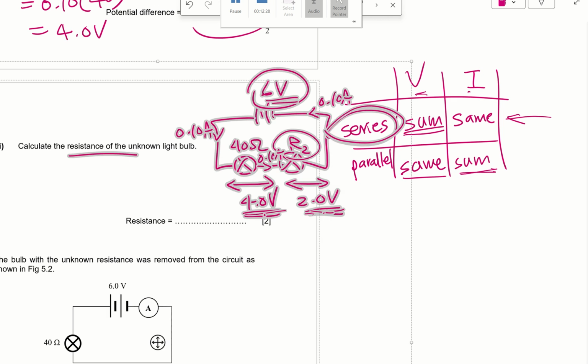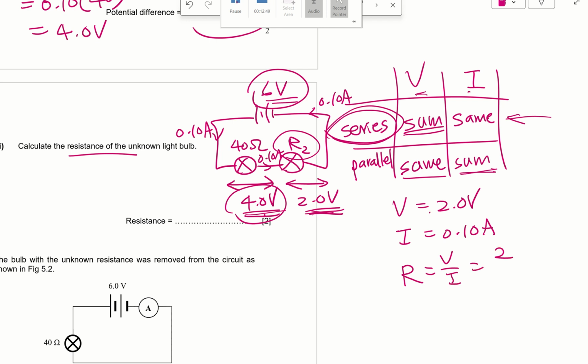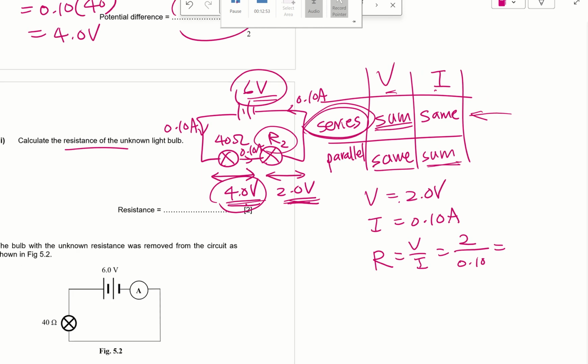So if you look at R2 now, you ask R2, hey, R2, what is your voltage? He will tell you that it's 2 volts. How do we get this? It is from 6 minus 4. How do we know? Because in series, voltage is sum. Then do we know the current? Yes, it's 0.10 ampere. So therefore the R will be V over I equals to 2 over 0.10. So I will get 20 ohms. So the resistance is 20 ohms.